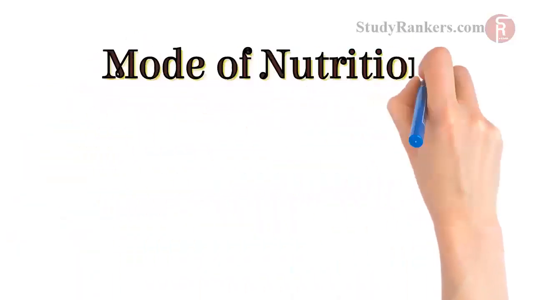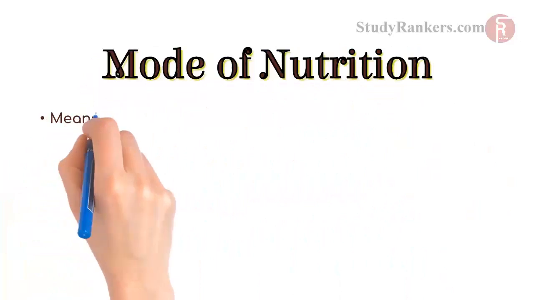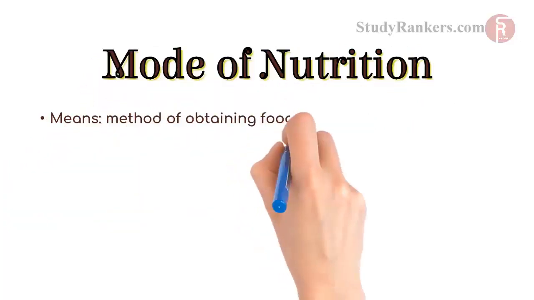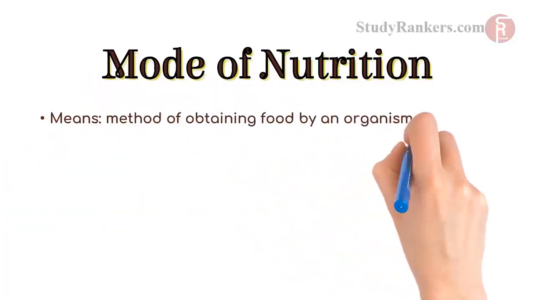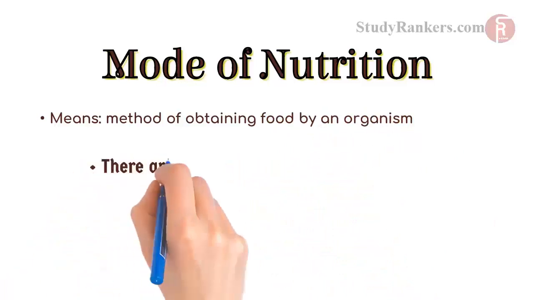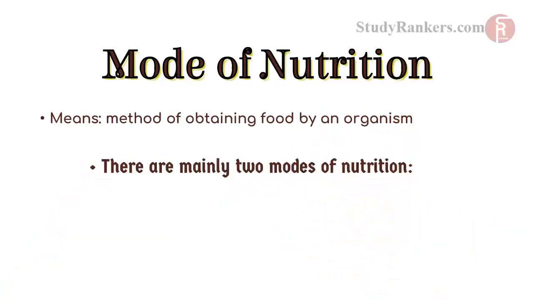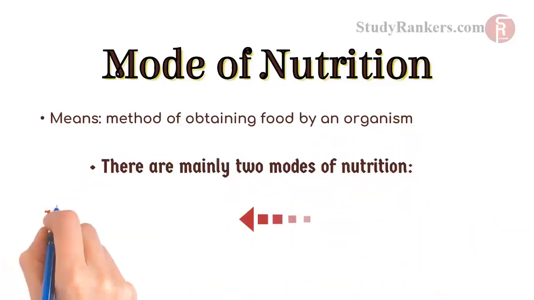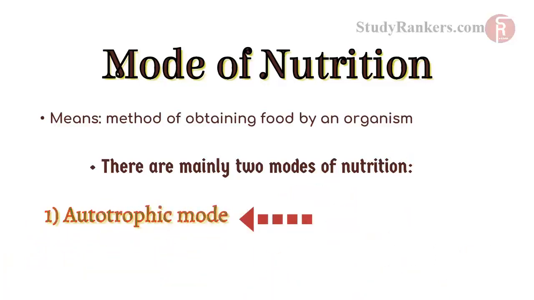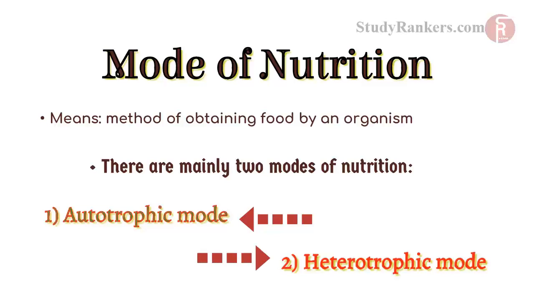Mode of nutrition. Mode of nutrition means method of obtaining food by an organism. There are mainly two modes of nutrition. First one is autotrophic mode and second one is heterotrophic mode. Let us study about them in detail.